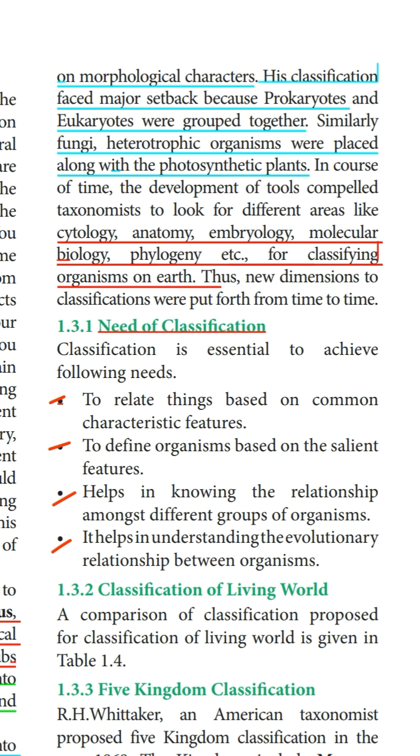So in Carl Linnaeus classification, there were some drawbacks. Among those drawbacks, the first one we studied is that prokaryotes and eukaryotes were kept together in one group.